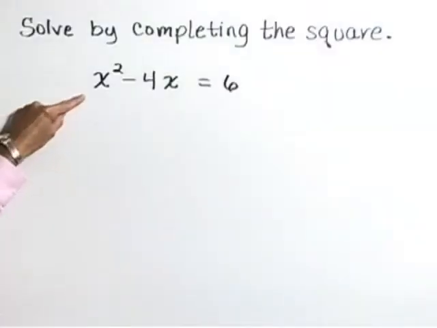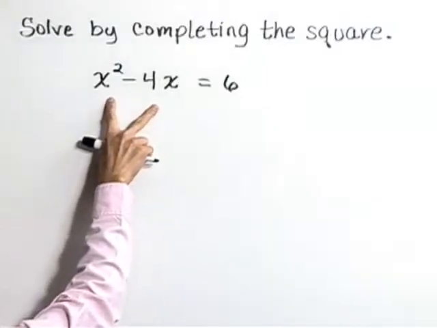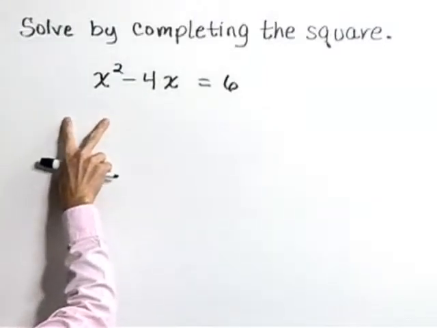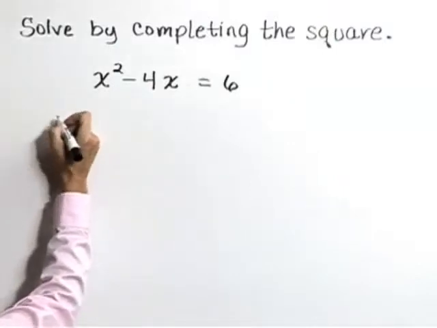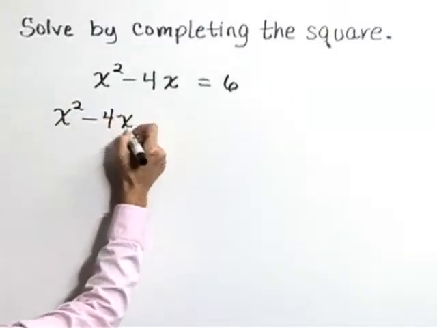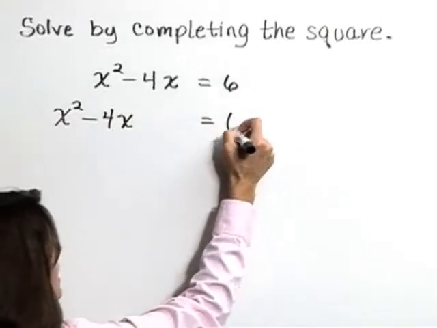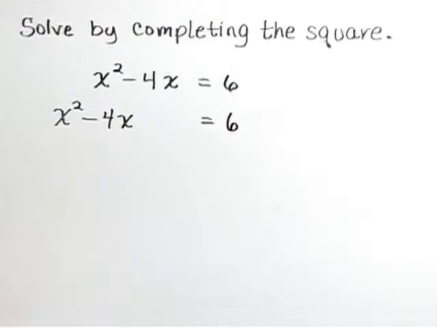Solve by completing the square. The equation is x squared minus 4x is equal to 6. Well, using the process of completing the square, we're going to create a perfect square trinomial on the left side of this equation. So I'm going to rewrite the left side as x squared minus 4x, leaving a little room here for completing the square, set equal to 6 on the right-hand side.